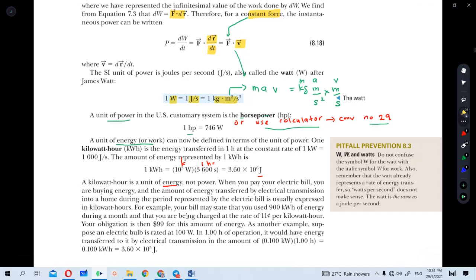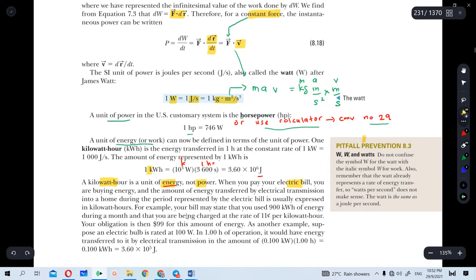Kilowatt hour. Now, kilowatt hour is actually energy and not power. But we find that in our electric bill, it shows in this version because it's much easier. So it shows how much energy. So how much is it?